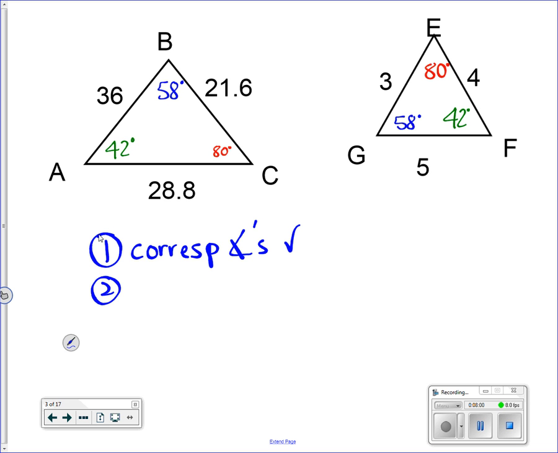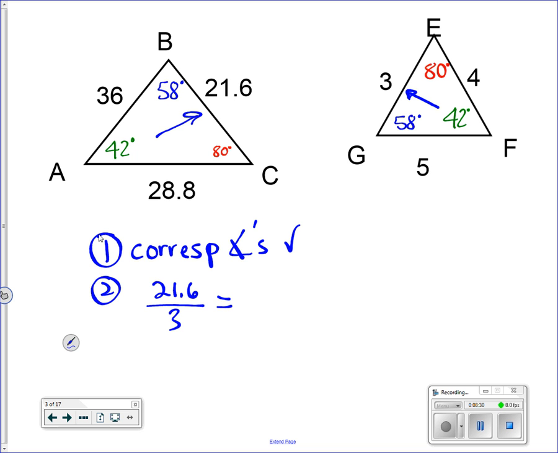So I'm going to write a proportion between the sides. I'm going to write ratios between corresponding sides. Now, I have a couple of different ways I could do this. I could go, okay, the side across from the 42 here corresponds to the side across from the 42 over here. So I could write that ratio, 21.6 over 3. And then I would continue to write my ratios of the other corresponding sides. That's one way to determine which side goes with which.